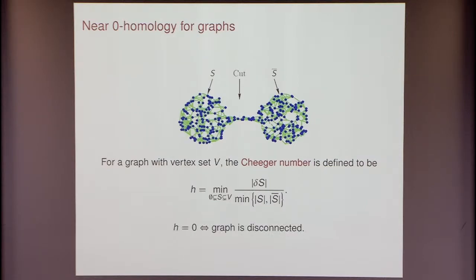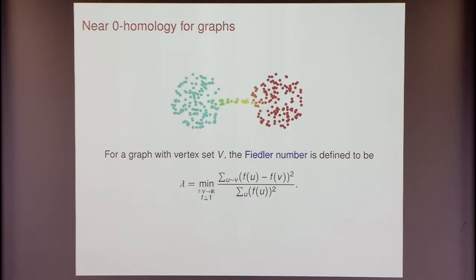And if this is 0, then the graph is disconnected. So this is basically an isoperimetric constant.